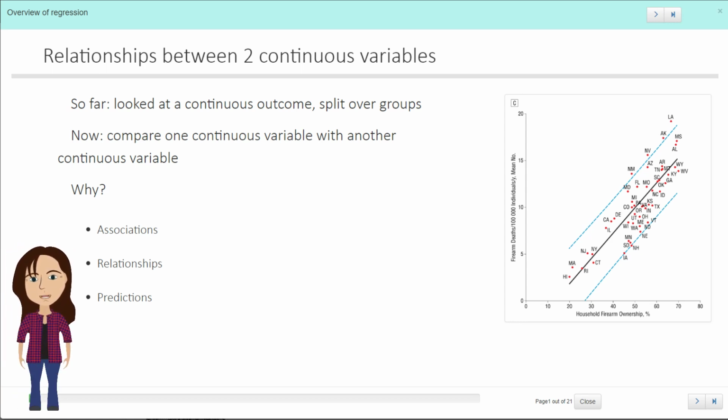I've got up there an example that we saw back in week 2, looking at the relationship between household firearm ownership and firearm deaths. This would be a common way that we display this type of data, with a scatter plot, often with a line through the middle if there is a strong relationship that we want to show.